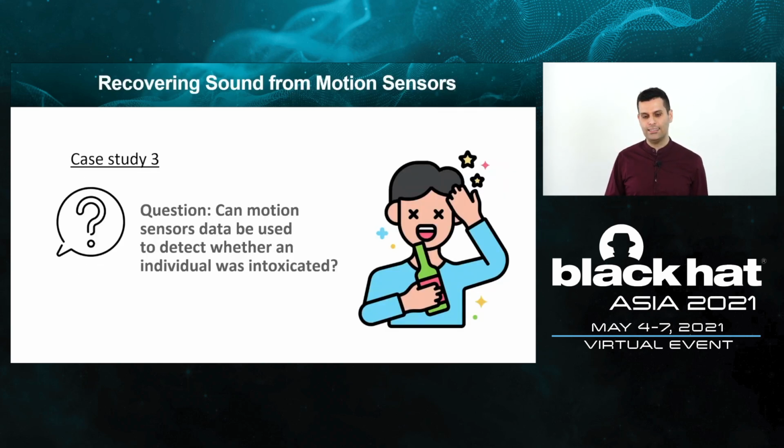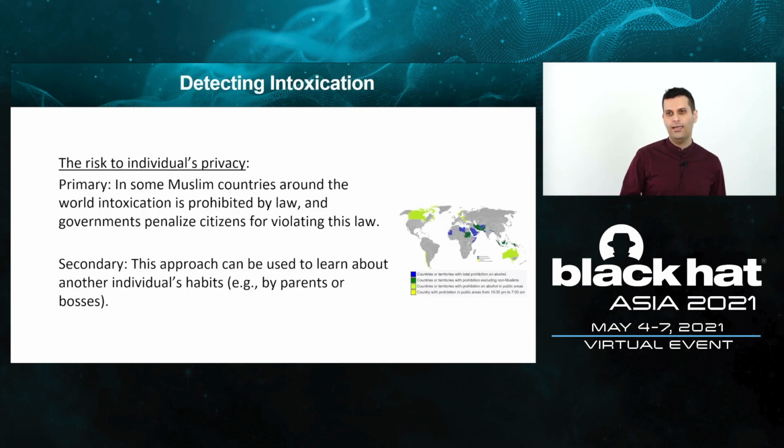Okay, now the last case study. Another question that I want you to think of is, can motion sensor data be used to detect whether an individual was intoxicated? And let us assume that the answer is yes. The risks to individuals' privacy are as follows.